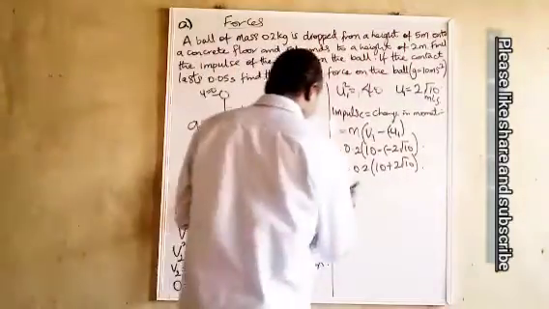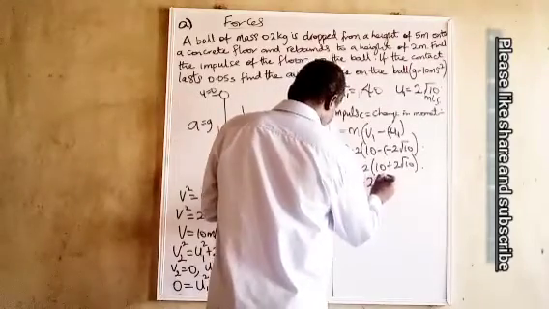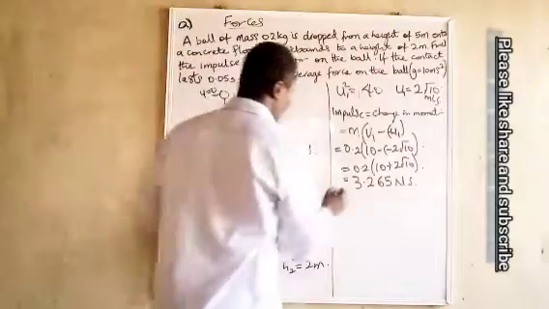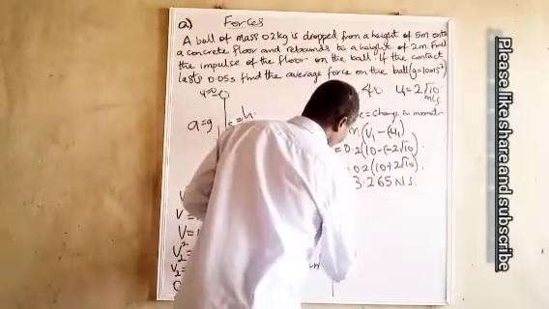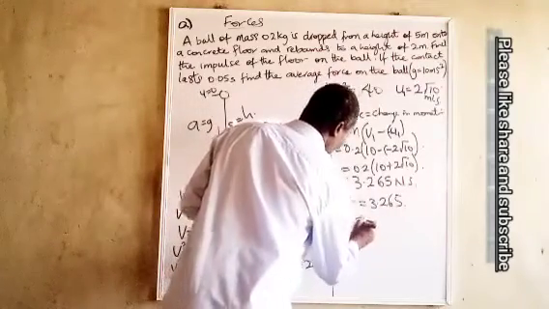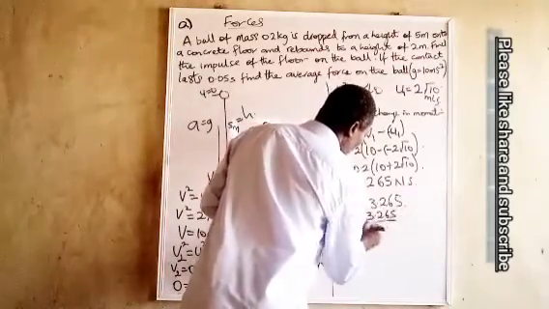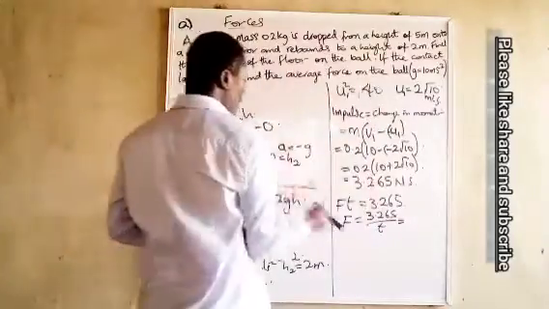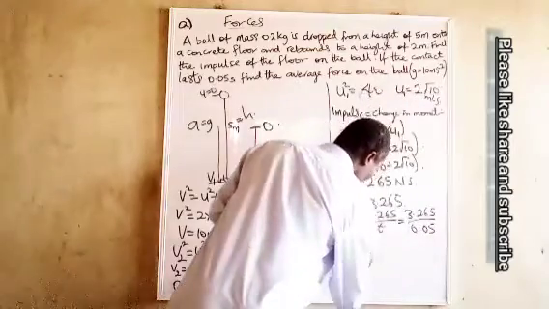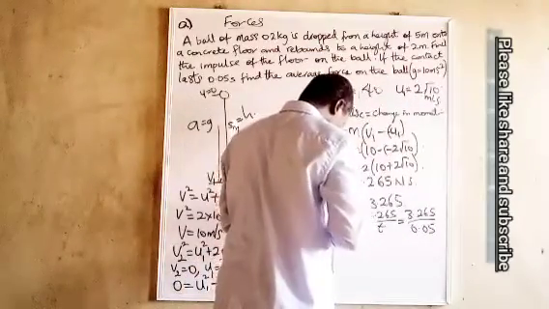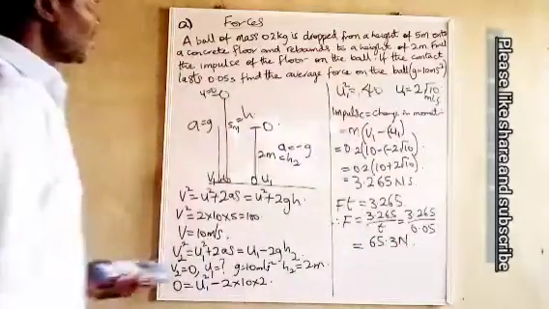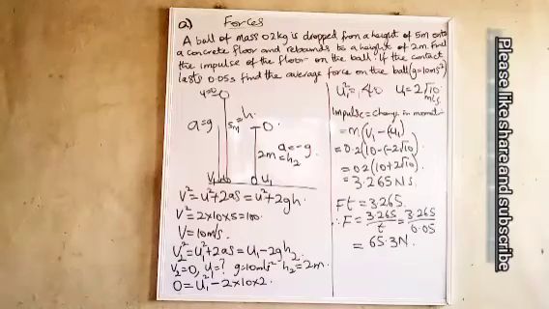So this is equal to 3.265 newton seconds. We were told the time used for the contact, and since impulse is FT, 3.265. Therefore, F is equal to 3.265 over T. And what is our T? 0.05. 3.265 over 0.05. And what does that give us? 65.3 newton. So the average force on the ball is 65.3 newton.